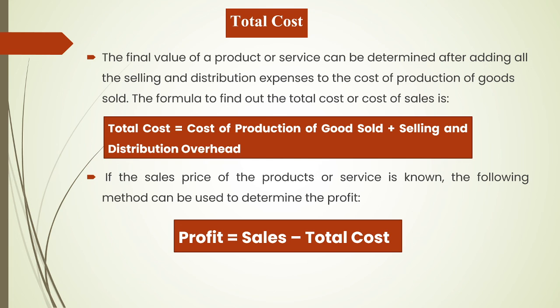Cost of production or office cost, add opening stock of finished goods, less closing stock of finished goods is known as cost of goods sold. In cost of goods sold, add selling and distribution overhead is known as total cost or cost of sales.